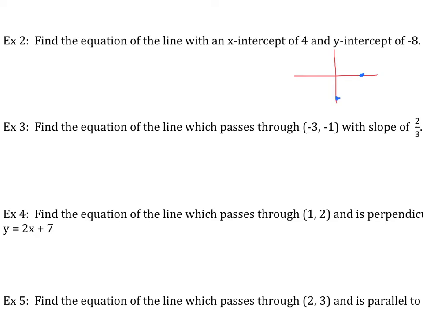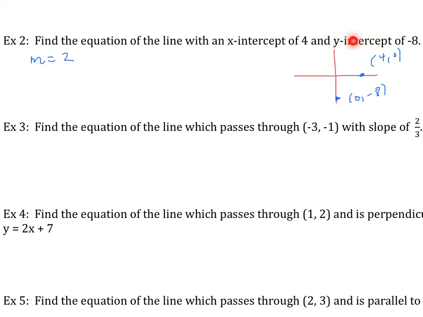Okay, so I see this is going to have an increasing slope. So the coordinate for this is 4, 0, and this one is 0, -8. But if we simply count rise over run, we're going to end up with a slope of 2, because we go up 8 and to the right 4. So our slope is 2.